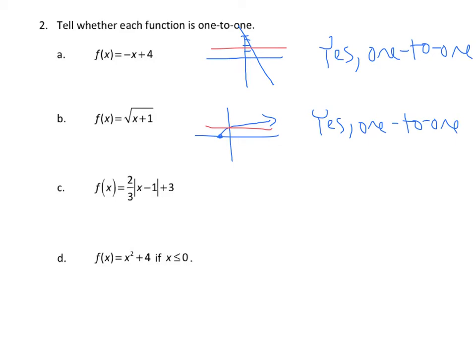Now we have an absolute value, and if I were to graph this, the vertex is shifted 1 unit to the right and 3 units up. The slope of the lines for the absolute value is 2/3, so it's going to look something like this. We're just sketching it. And that is not going to pass the horizontal line test. A horizontal line does touch it more than once, so it's not one-to-one.